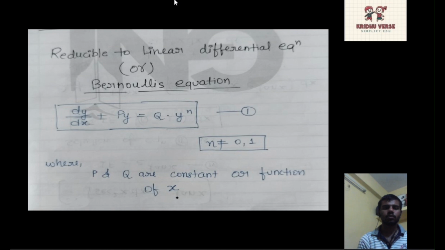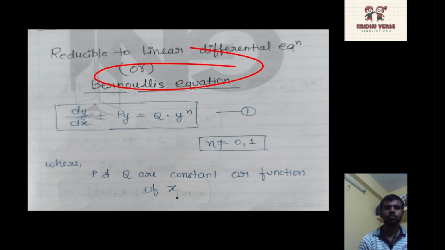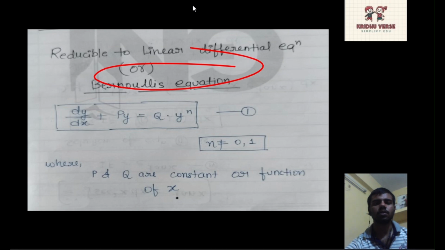Today we are going to study reducible to linear differential equations, which is also known as Bernoulli's equation. It is the most important topic of M2 from Unit 1. It is a fixed question for the end semester and also for the mid semester. So focus on Bernoulli's equation, and if you have not gone through our previous video, I'll keep the link in the description box. You can go through it.